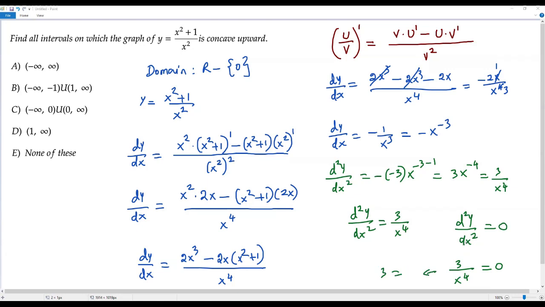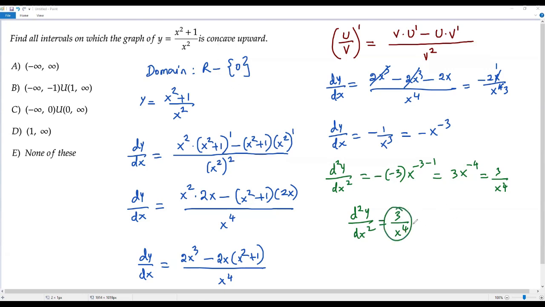So in this case, when I equate the second derivative, that is 3 over x to the fourth power, to 0, I don't get any real, I mean defined, value for x. Also, when I find the interval of concavity, I have to exclude 0, because 0 is not a part of the domain. Already we have defined the domain for the given function, that is all real numbers but 0. That is, 0 has been excluded. The same 0 has to be excluded when I find the interval where the graph of the given function is concave upward.